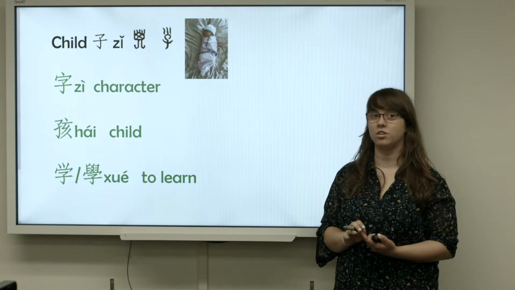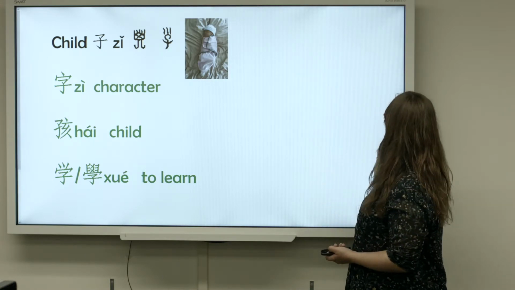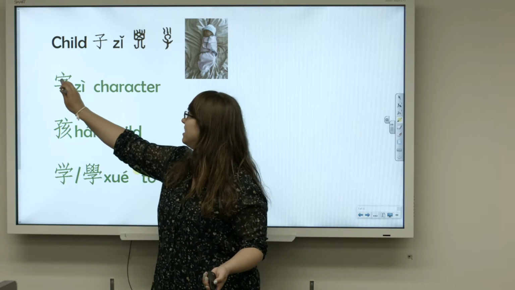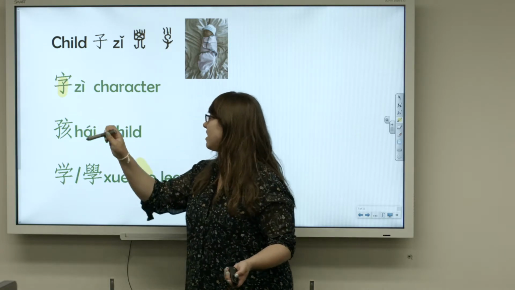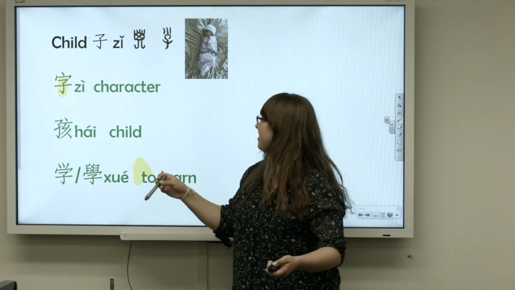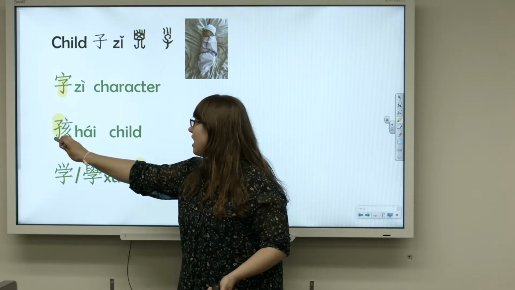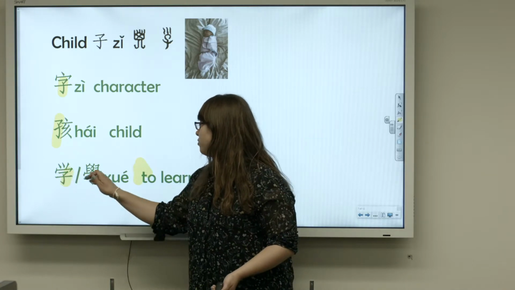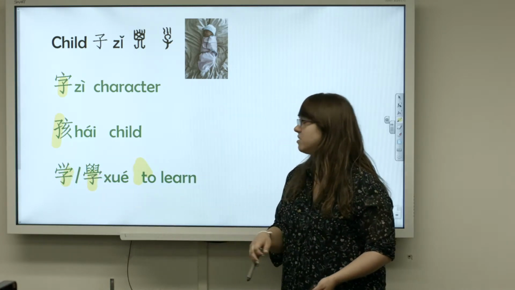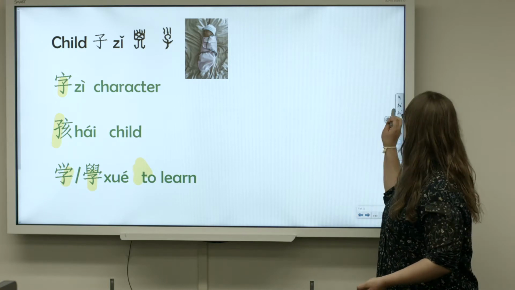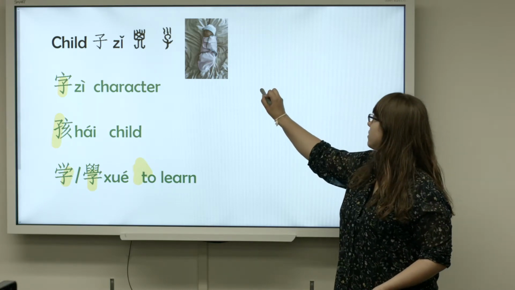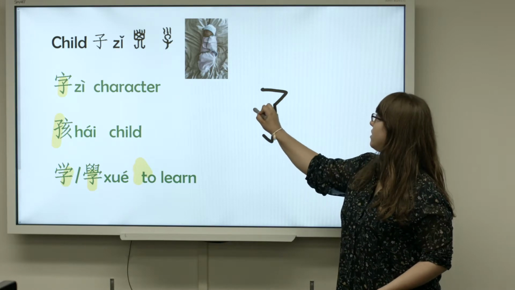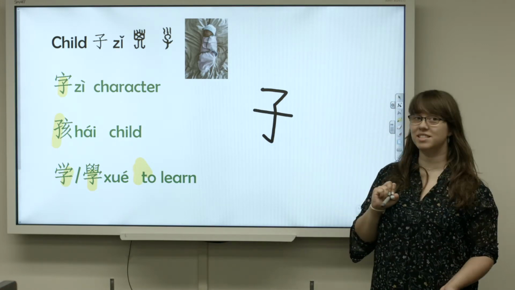Next, we have child, or 子. 子 can be found in the character for character, meaning 字, the character that means character. And also on the left side of 孩, or child, and the bottom part of 学, which means to learn. Let's give it a try. Starts with a 横钩, and then a 竖钩, and then a 横, 子.